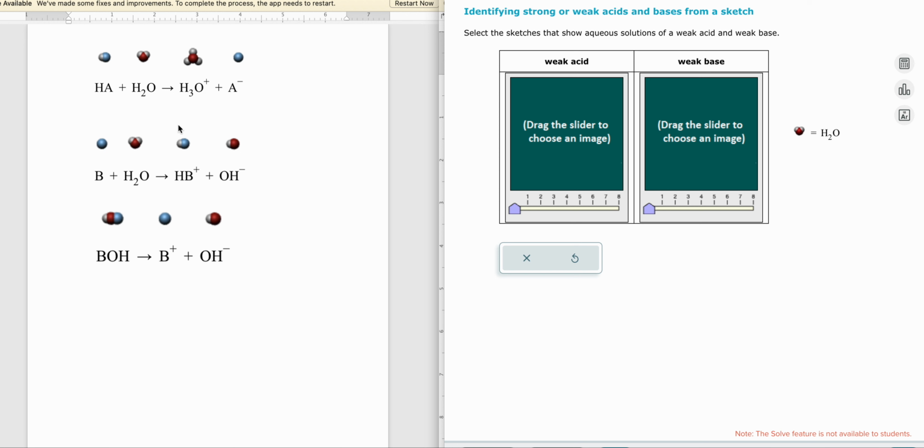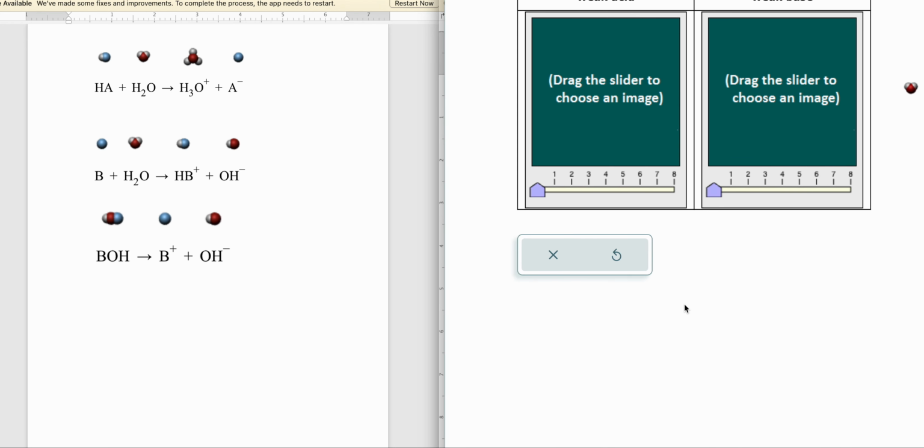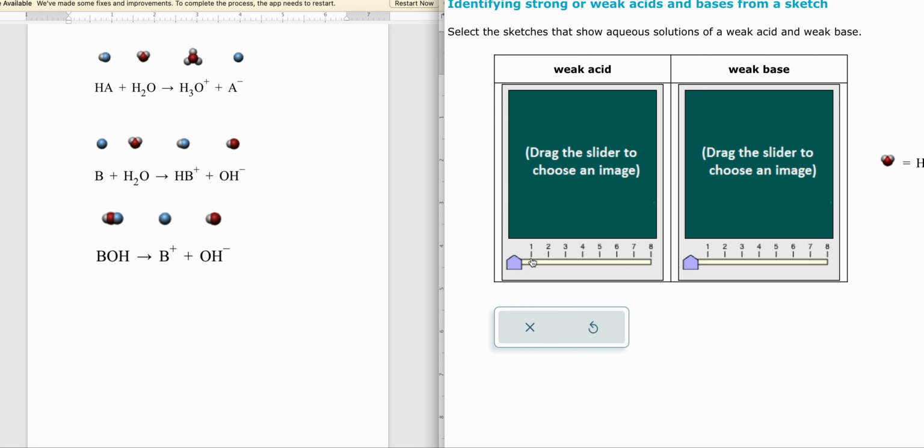If it's a strong acid, this will go 100%, there'll be none of these HAs and they'll only have H3O pluses and A minuses. If it's a weak acid, we're going to have a bunch of HA and very little H pluses or H3O plus and A minuses. So let's come over here and take a look at our possible choices. And when we do, let's look at one example after another.